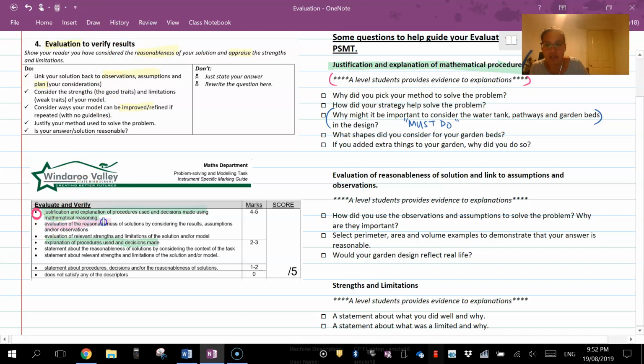Evaluation of reasonableness of solutions considered by results and assumptions or observations. And then the statement about the reasonableness of the solutions considering the context of the task. The difference here is that you are considering all aspects, and then a statement about the reasonableness. So what we're looking for when we say the reasonableness of the solution is, does this relate to real life, or how does your answer actually fare in relation to your observation and assumptions? Now that can be quite a tricky thing to do.